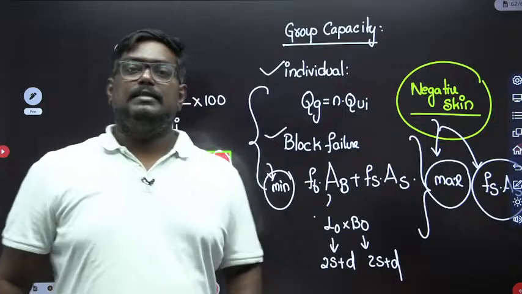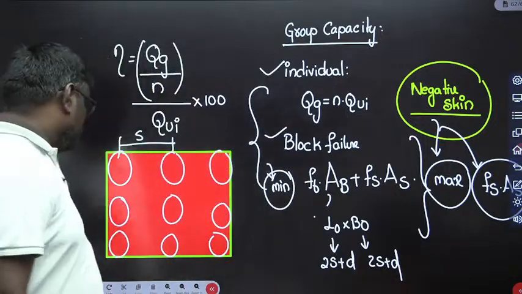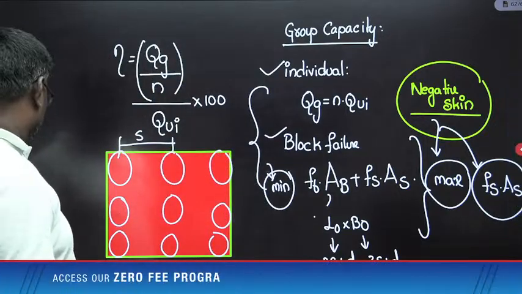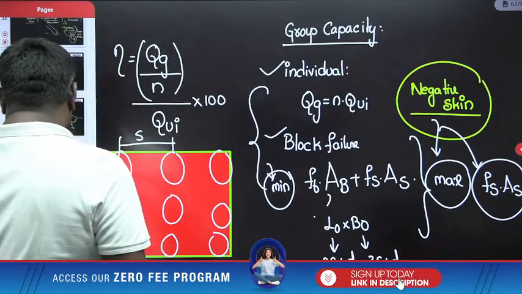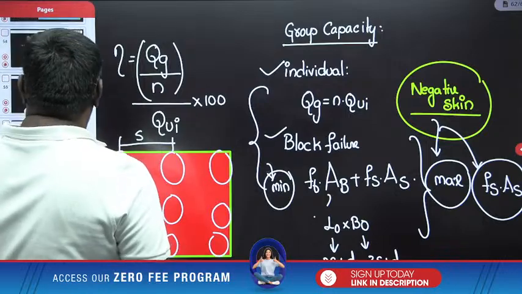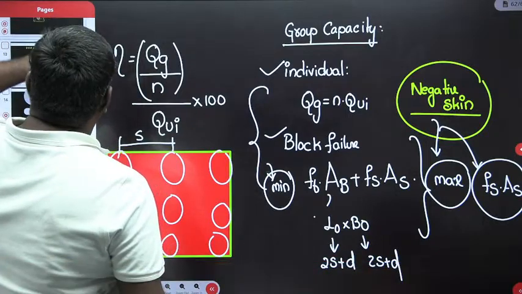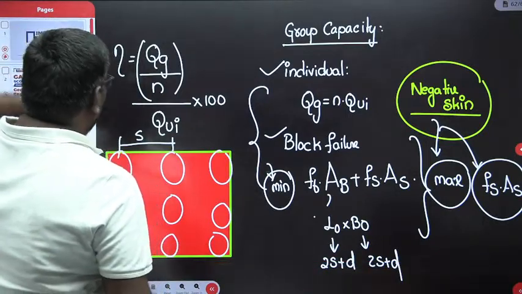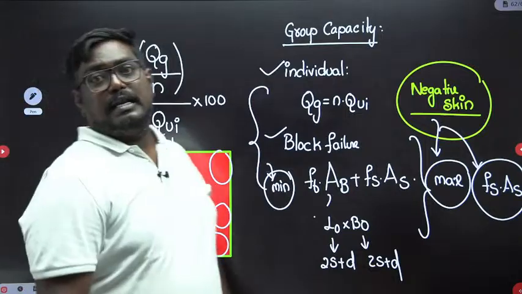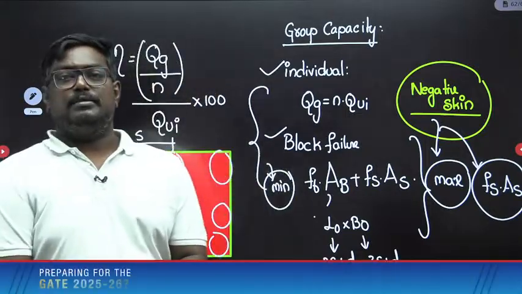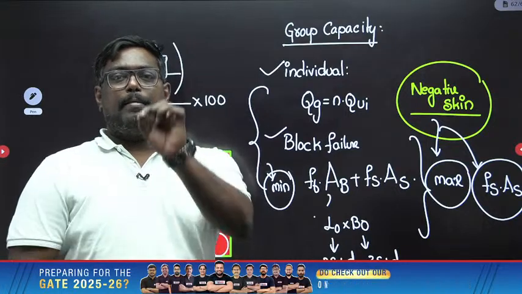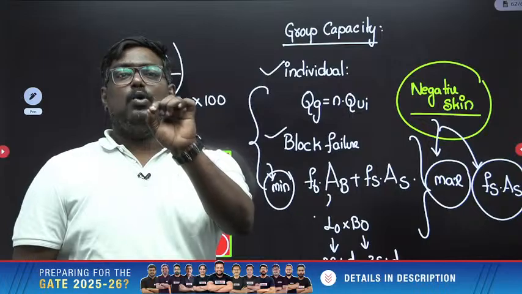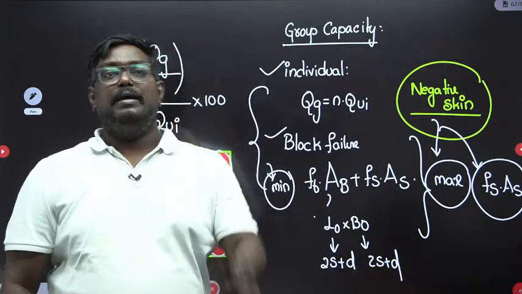So don't take end bearing in negative skin friction. It is my sincere advice, my dear students. You should not consider, sir, in negative skin friction, what, sir? What you should not consider, can anyone tell me? In negative skin friction, there should not be any account of end bearing taken into account.